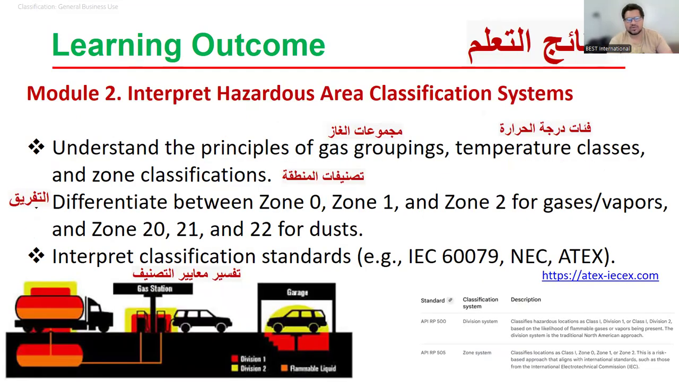In module 2, in a nutshell, we'll be interpreting hazardous area classification systems. So make sure you understand the gas groups, especially the principles, temperature classes, and also zone classification. You have to be capable of differentiating between zone 0, 1, and 2 for gases and vapors, and zone 20, 21, and 22 for combustible dust. So interpret classification standards like IEC, as I mentioned earlier, NEC, and ATEX.